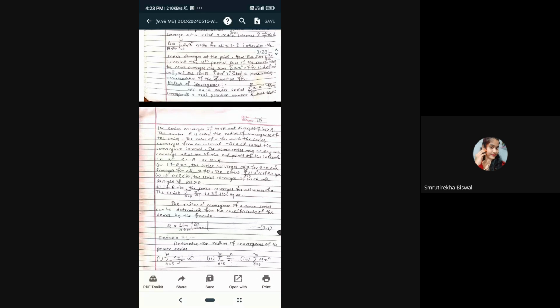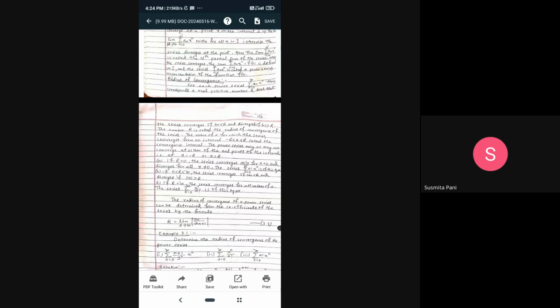If R is between 0 and infinity, then the series converges if modulus of x is smaller than R and diverges if modulus of x is greater than R. And the third case, when R is equal to infinity, then the series converges at all points, because R can be any number up to infinity. It can be 1, 2, 3, 1 lakh, 1 crore, 10 to the power 7, 10 to the power 8, and so on. So if R is greater than 0 and smaller than infinity, then at all points in the region the series converges.